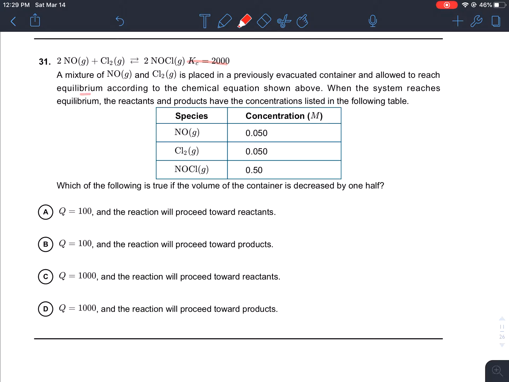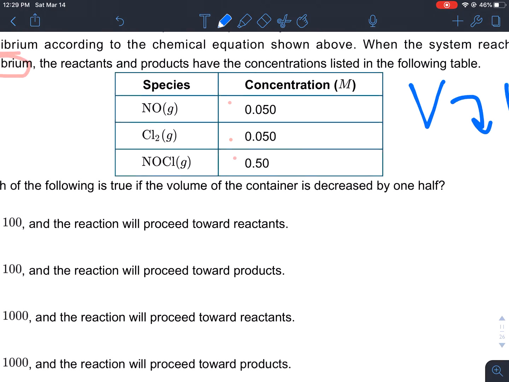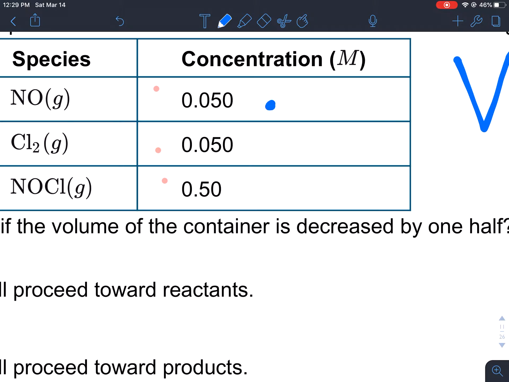So this is at equilibrium. These are your values. Which of the following is true if the volume of the container is decreased by half? If your volume goes down, then your concentration goes up, right? More moles per liter because you have less liters. So if we divide the volume by half, then these concentrations are going to double to 0.1, 0.1, and 1.0. So these concentrations double.